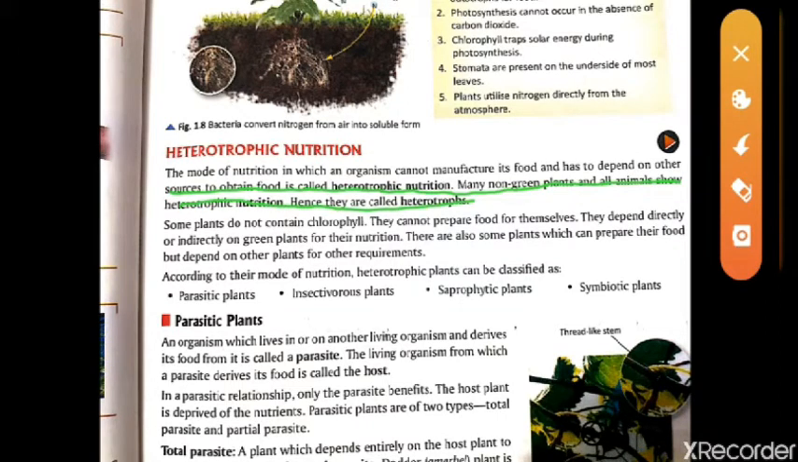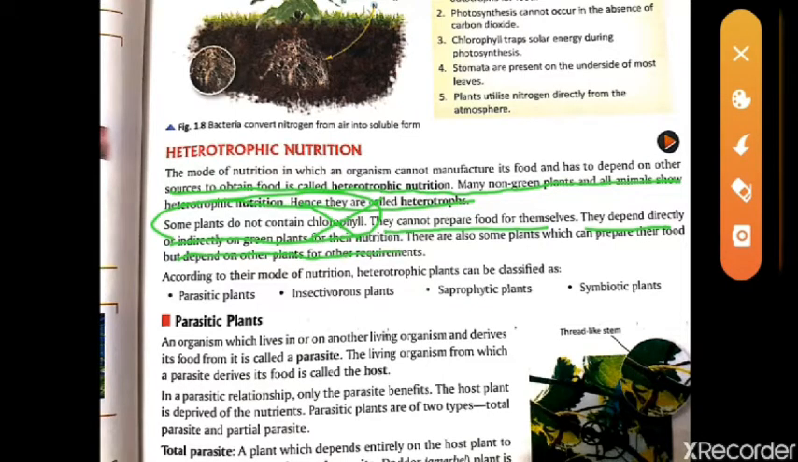Whatever I have told you, that means the one who is non-green, not green in color, and cannot prepare their food, is known as heterotrophic mode of nutrition. Some plants do not contain chlorophyll. So why will somebody be non-green? If somebody is non-green, that means they do not have chlorophyll, which is the only one that provides the green pigment. They cannot prepare food for themselves.